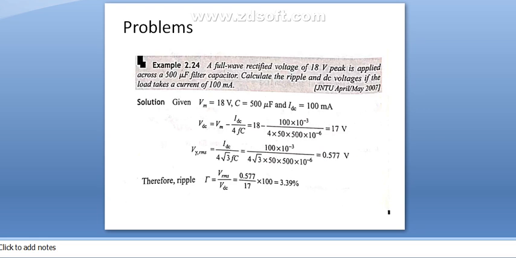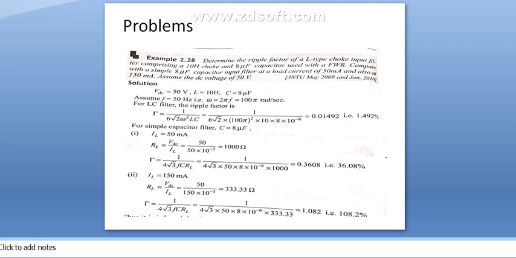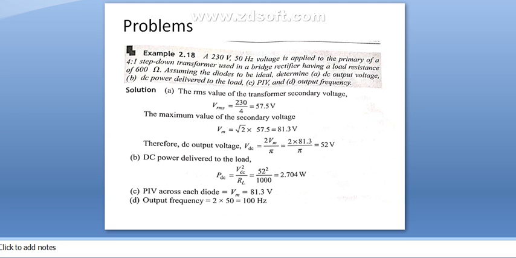Okay. So next one is the bridge rectifier. A 230 volts 50 Hz voltage is applied to the primary of a 4:1 step down transformer used in a bridge rectifier having a load resistance of 600 ohms. Assuming the diodes to be ideal, determine DC output voltage, DC power delivered to the load, peak inverse voltage, and output frequency.